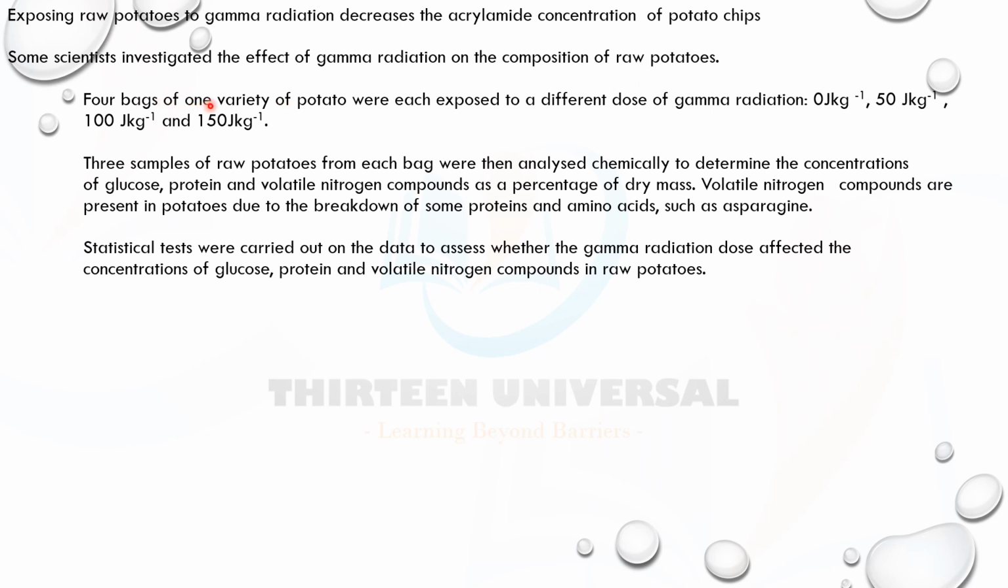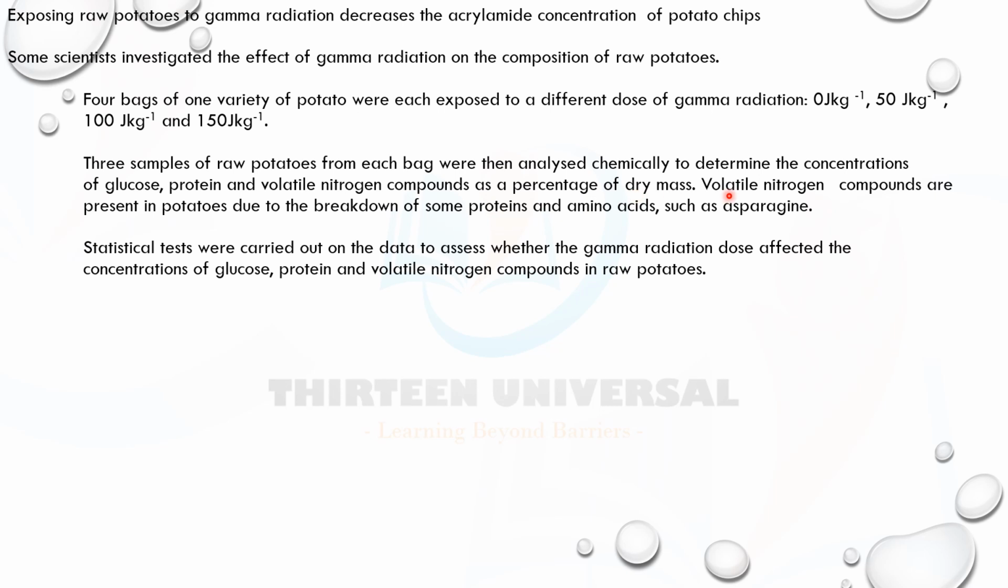Four bags of one variety of potato were each exposed to a different dose of gamma radiation. So these are the different doses: 0 joule per kilogram, 50, 100, 150. Three samples of raw potato from each bag were then analyzed. Remember, they are testing your ability to analyze and evaluate. Analyzed chemically to determine the concentrations of glucose. Now, these are things they're looking out for: the concentration of glucose, protein, and volatile nitrogen compounds as a percentage of dry mass.